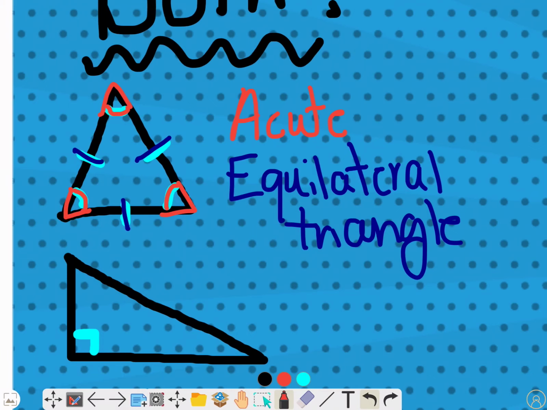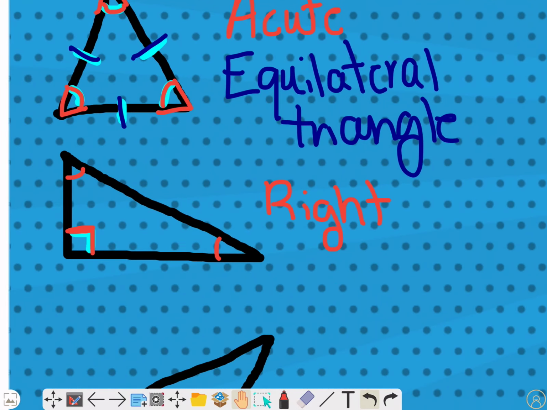This next one, it doesn't say any of the sides are the same length. So that kind of prompts my thinking one way. But let's look at the angles first. I have one right angle. That clues me in with two acute angles. That means it's a right triangle, and it's also a scalene triangle because all the sides are different in length. So it's a right scalene triangle.